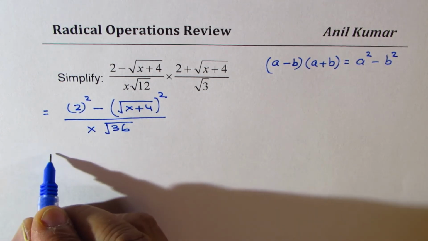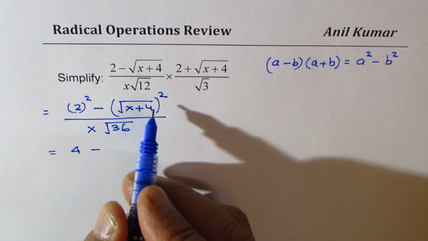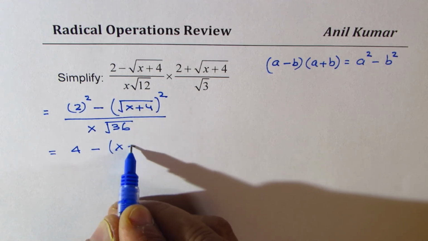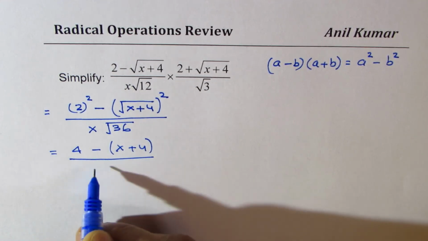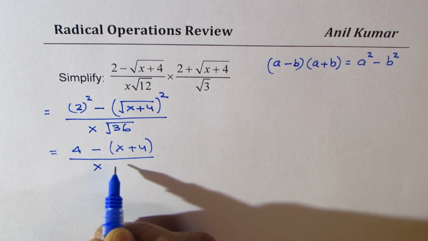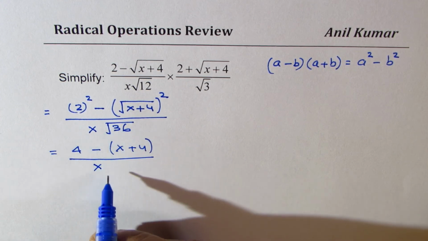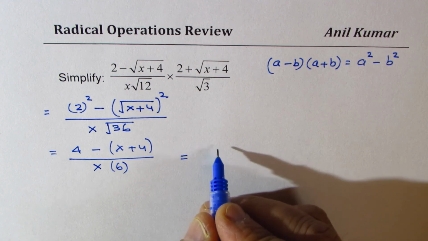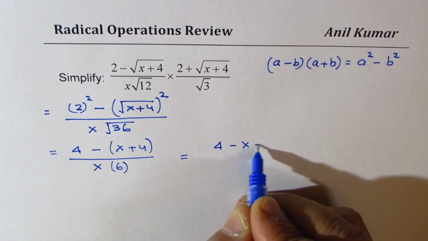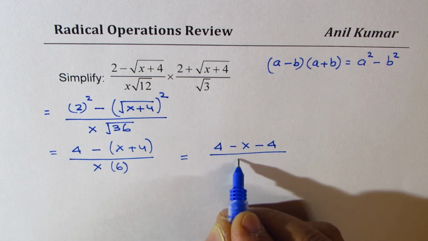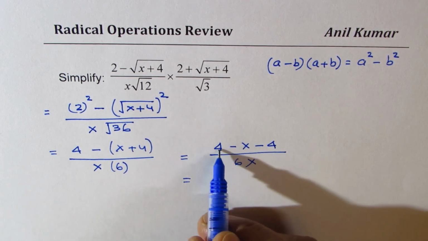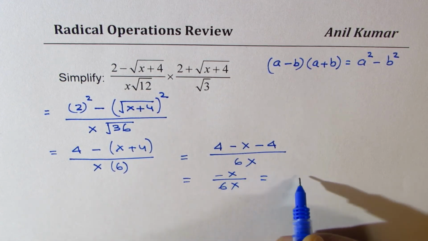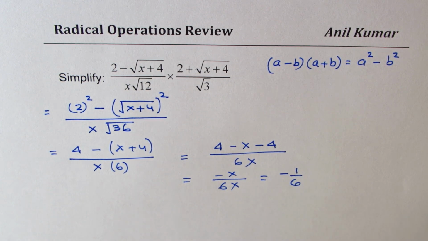Now let's open this bracket. So we get 4 minus square root square, they're inverse operations. We get x plus 4 here, divided by x times square root of 36 is 6. So we could write this as 6, right? Now if you open this bracket, what do you get? You get 4 minus x minus 4, and the denominator is 6x. Now this is equal to 4 minus 4 is 0. So we get minus x over 6x. x and x cancel, so we get minus 1 over 6 as our answer.